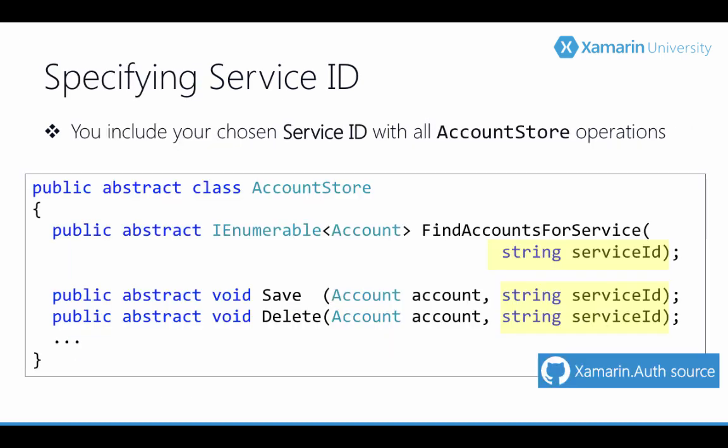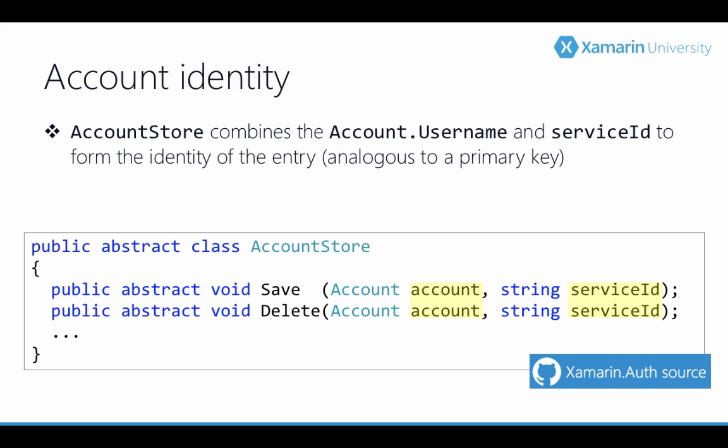And here we see the account store class again. Just notice that each operation takes a string service ID argument. So if you think of account store as similar to a database that stores account objects, then the combination of username and service ID serves as really the primary key for each account. Remember that the username by itself isn't enough to uniquely identify an account. We used the example earlier of a user named Bob that has accounts on both Facebook and Google+, with Bob as the username on both. So for example, when you delete an account from account store, the account to be deleted will be uniquely identified using the combination of username and service ID.